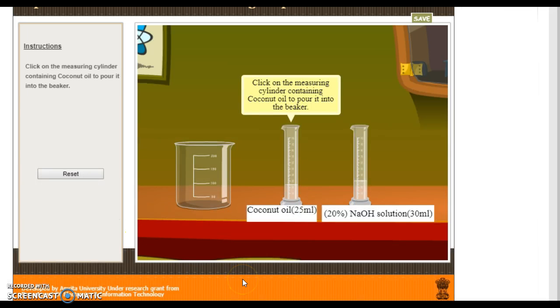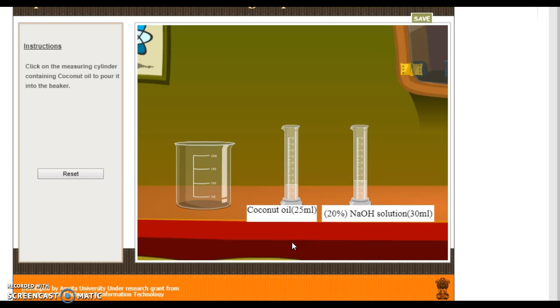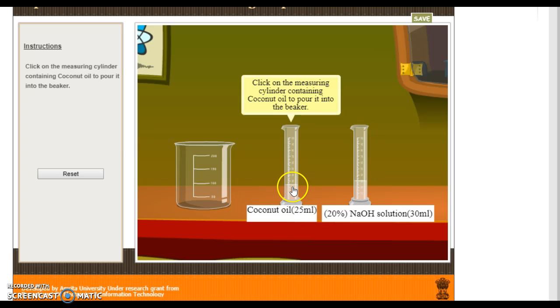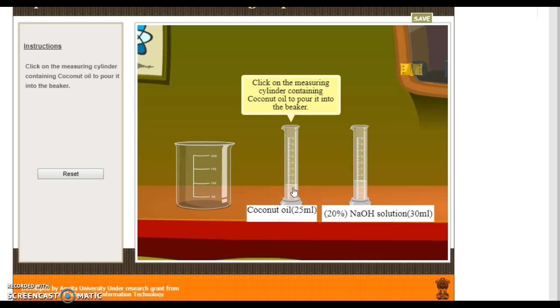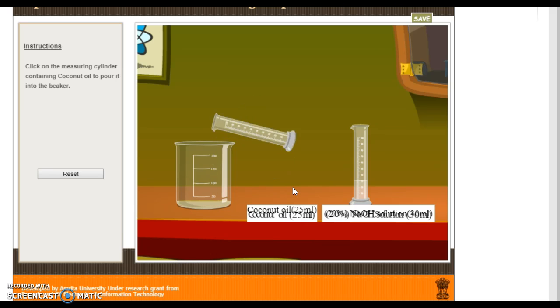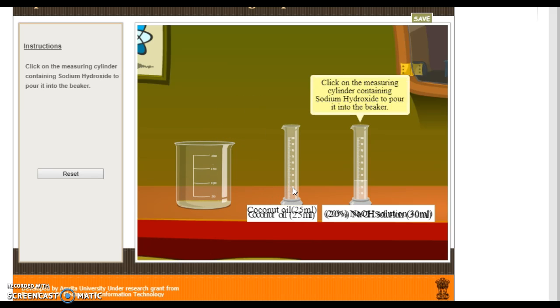For the saponification process, first, take a measuring cylinder. Second, take the beaker containing coconut oil and pour 25 ml of coconut oil into the measuring cylinder. Next, transfer it into a 250 ml beaker. Now, take the beaker containing 20% sodium hydroxide solution. Pour 30 ml of 20% sodium hydroxide into another measuring cylinder. Transfer it into the beaker containing coconut oil.